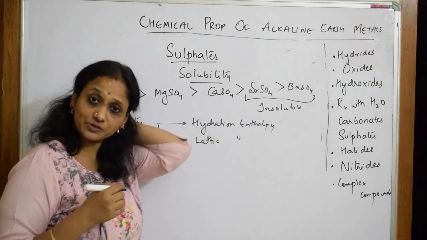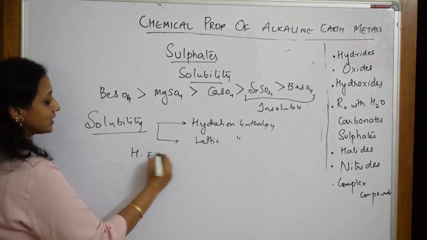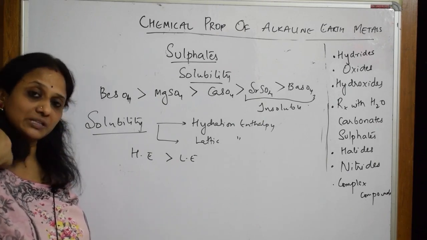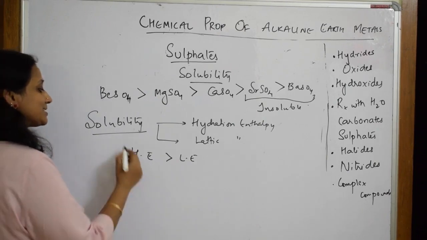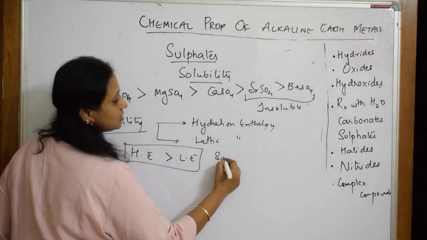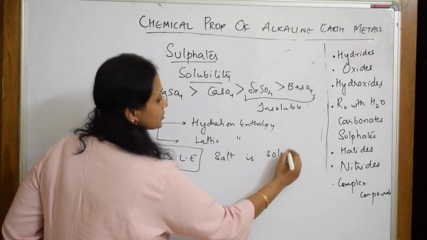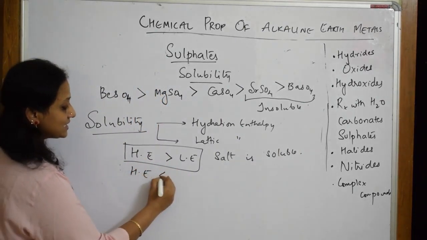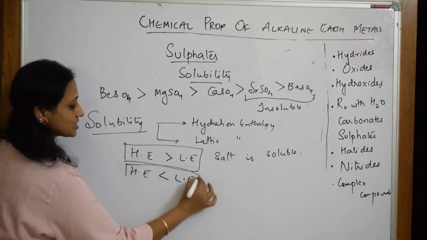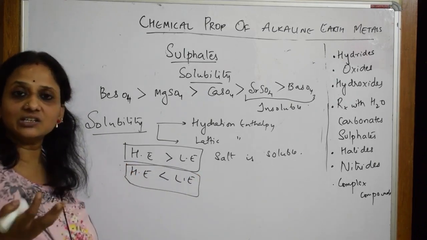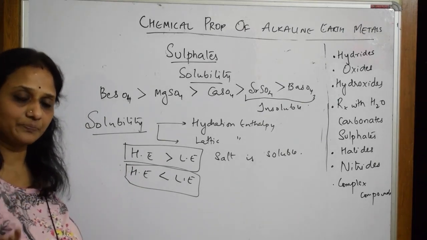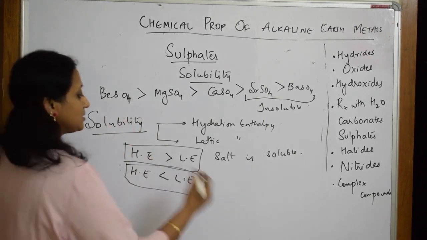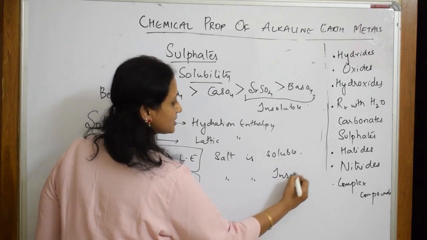Right. Now what is this? If the hydration enthalpy is greater than lattice enthalpy, that is, the energy released when the bond is formed between the ion and the water molecule is higher, then the salt is soluble in nature. The other way around, if hydration enthalpy is lesser than lattice enthalpy, meaning the energy released when the bond is formed between the metal ion and water is less, then the salt is insoluble.